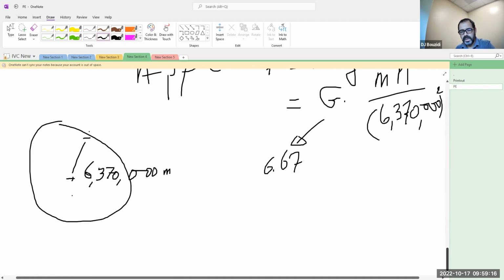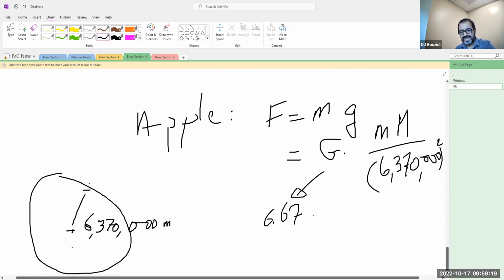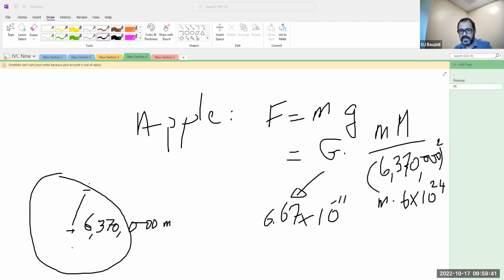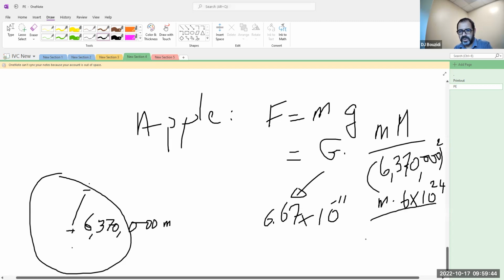So we need that. So that's the units times 10 to the power -11. So it's a very, very small number times the mass of the apple times the mass of the earth. The mass of the earth, if you Google it, it's about 6, slightly less than 6. So I'm going to round it to 6 times 10 to the power 24 and divide the whole thing by this number squared, 6,370,000 meters squared, okay?